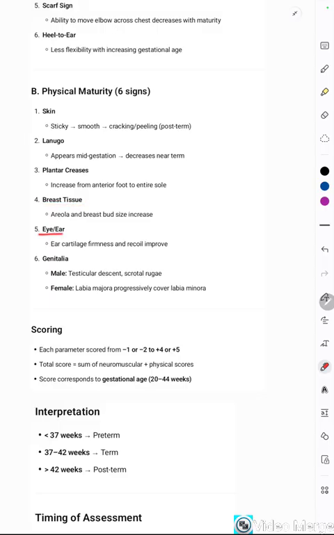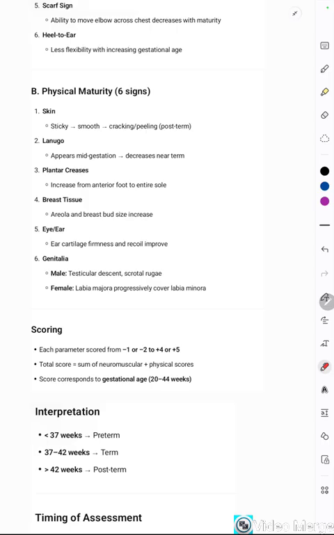Then eyes and ears, where we talk about the ear cartilage firmness and the pinna recoil. Then the genitalia: in case of males, the testicular descent and the scrotal rugae are assessed, while in females the labia majora progressively covering the labia minora is assessed.